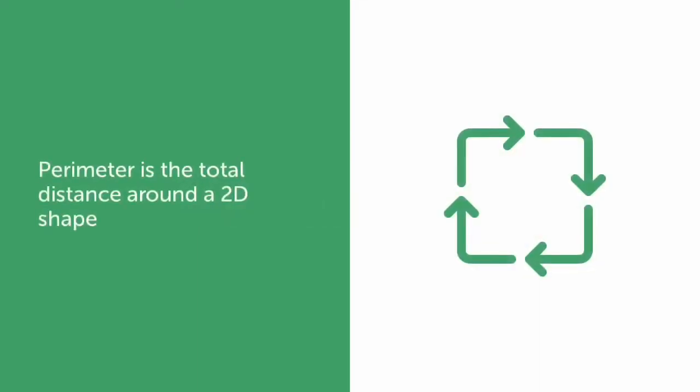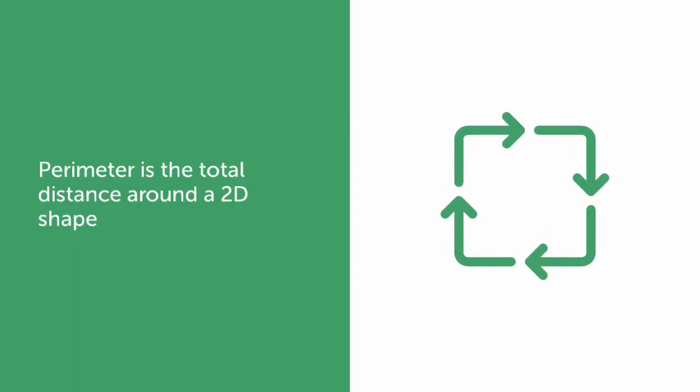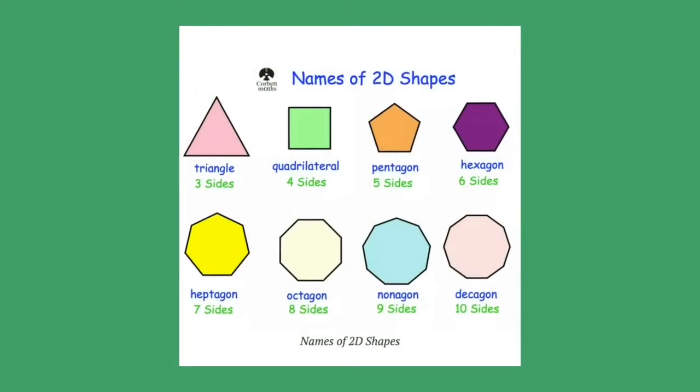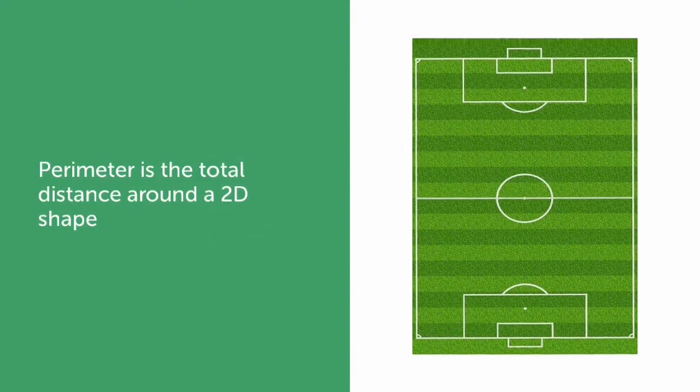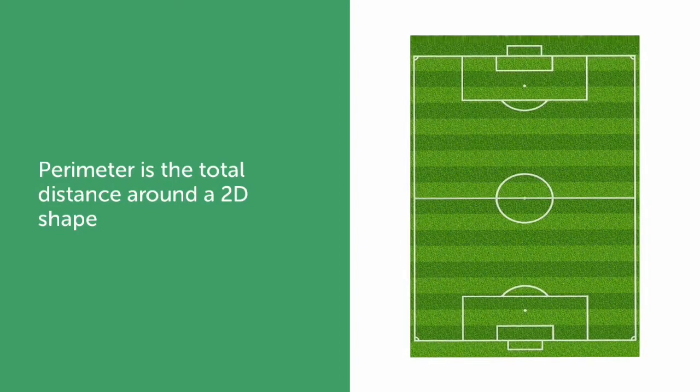This video explains perimeter. Perimeter is the total distance around a 2D shape. Here are examples of 2D shapes, and we tend to think of them as being flat as opposed to being 3D like this cuboid, which certainly isn't very flat. Now remember, perimeter is the total distance around a 2D shape.